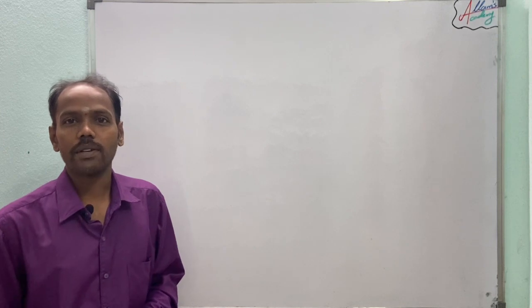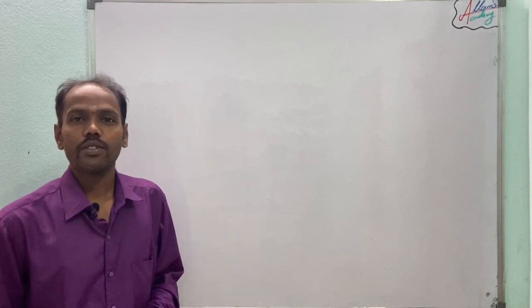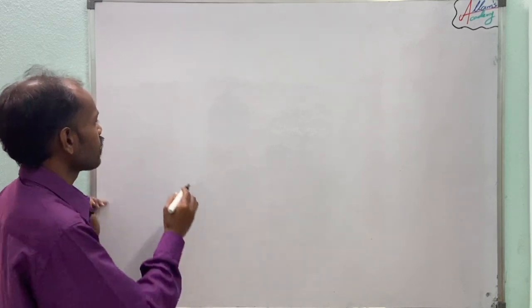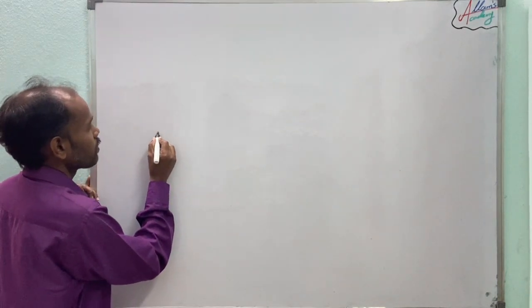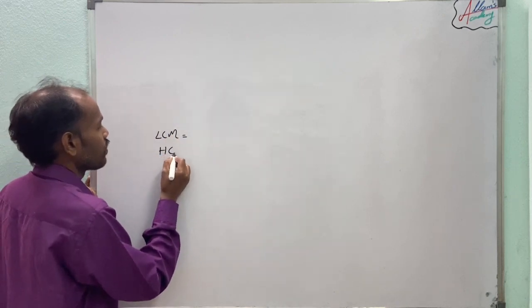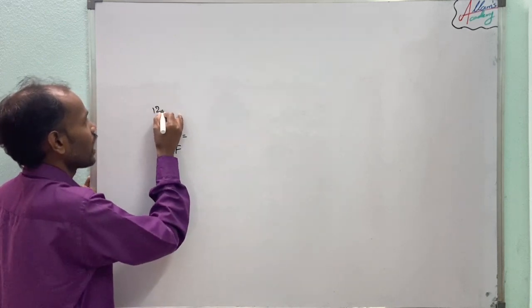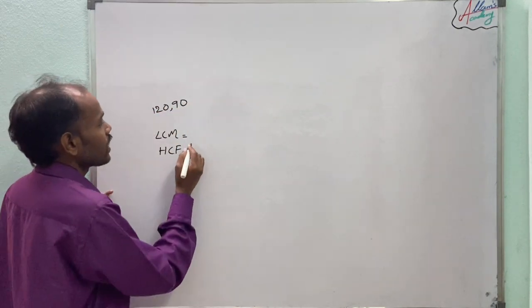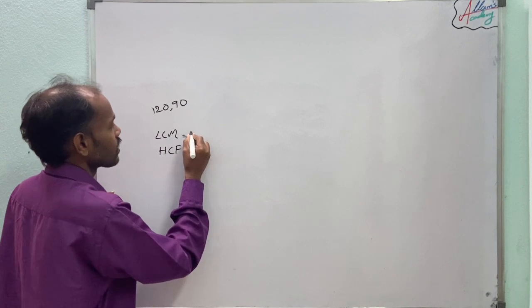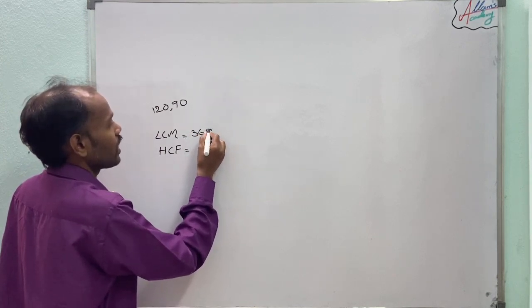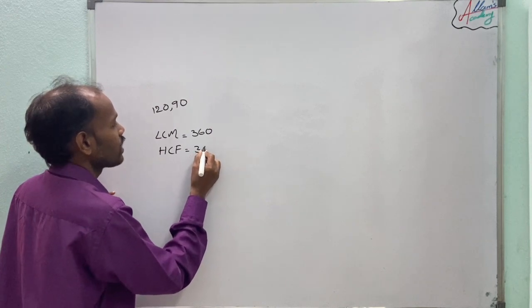HCF and LCM of the given numbers through prime factorization. Once we observe, we solved the problem of the LCM and HCF of the numbers 120 and 90. For 120 and 90, the LCM is 360 and the HCF is 30.